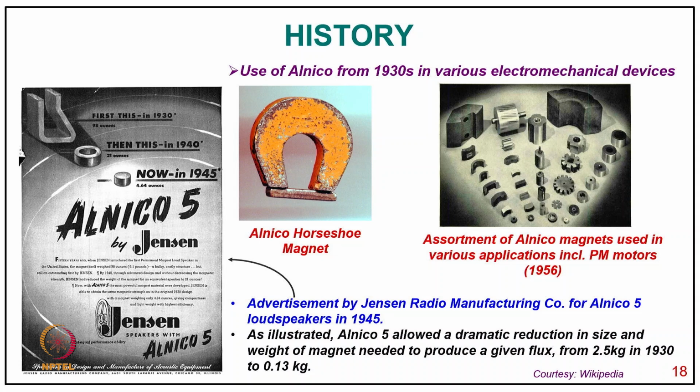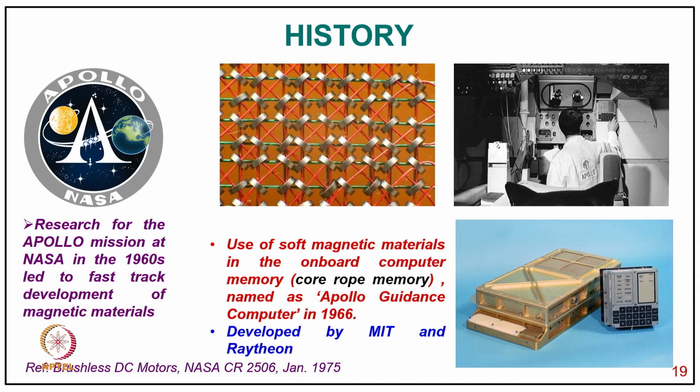So this is an advertisement by Jaguar Radio Manufacturing Company for an Alnico 5 loudspeaker in 1945. As illustrated, Alnico 5 allowed a dramatic reduction in the size and weight of magnet needed to produce the equivalent flux, from 2.5 kg in 1930 to 0.13 kg.